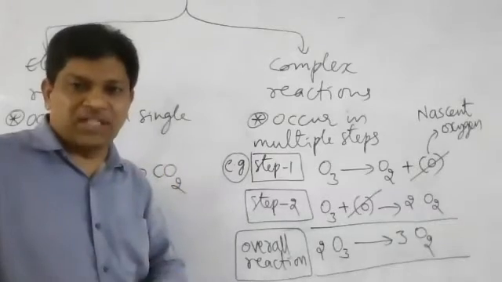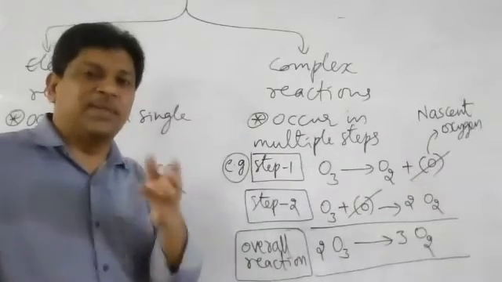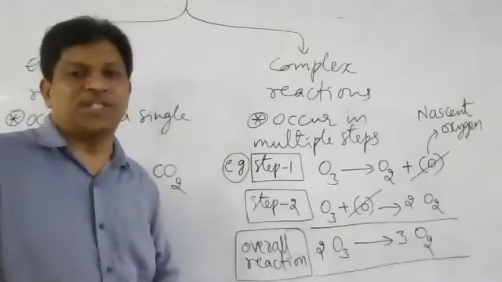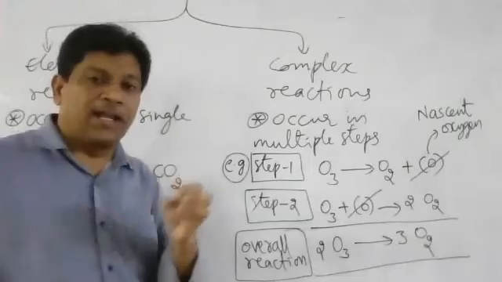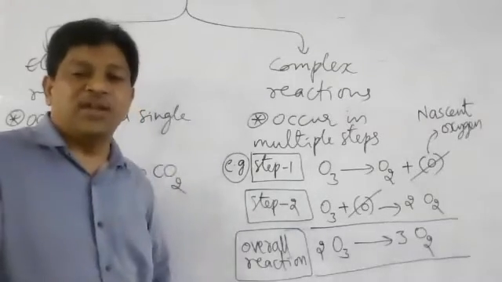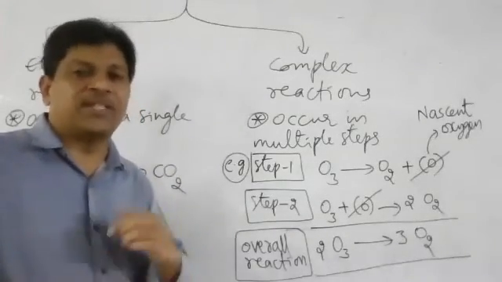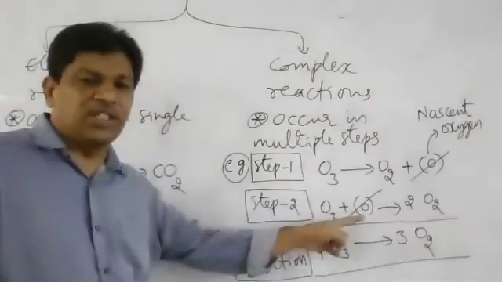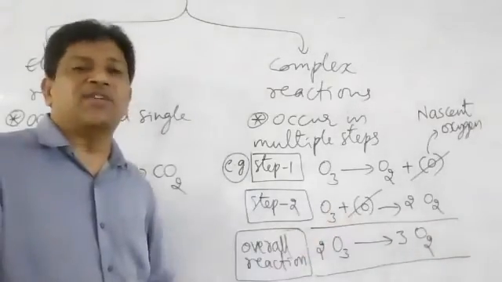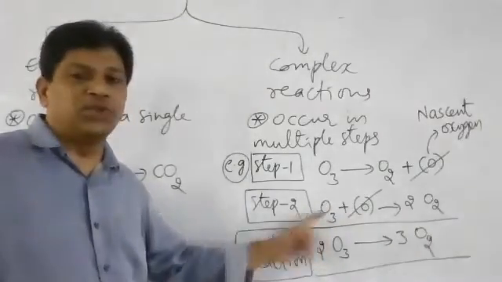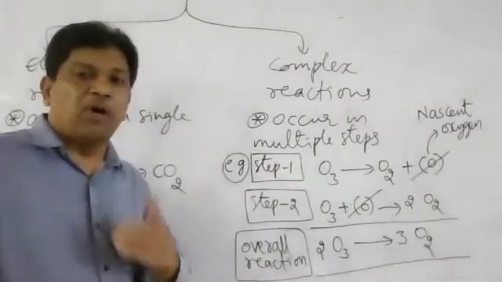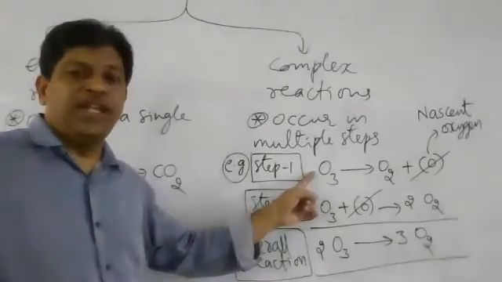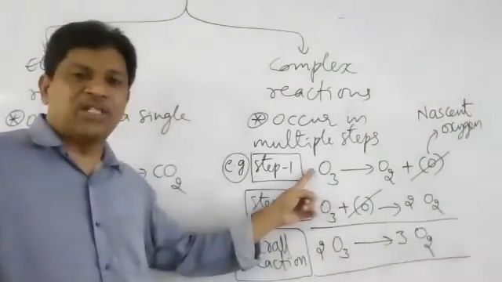The molecularity of a reaction is the number of reacting species colliding with each other in a given step. Here for the second step, how many particles are colliding with each other? One particle of ozone and one particle of nascent oxygen. That's why the molecularity of the second step is 2. That's why the second step is a bimolecular step, and the first step is a unimolecular step.